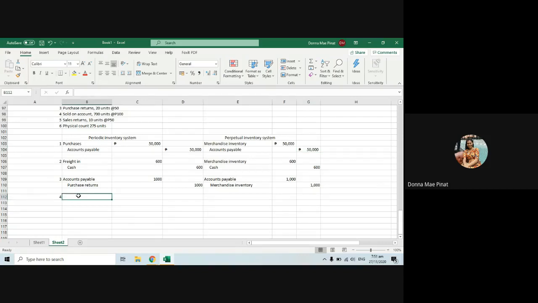Four, sold on account 700 units at 100. Sold on account, so meaning debit accounts receivable, credit sales, for 700 at 100 is 70,000.